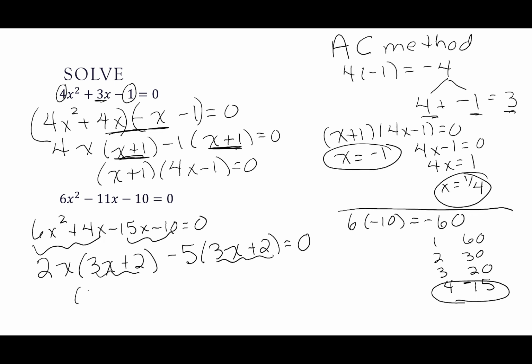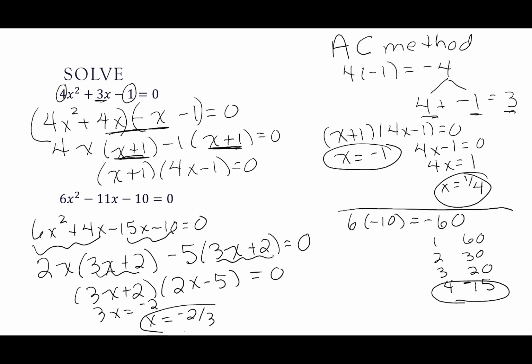So let's take that 3x plus 2 out. Then I have 2x minus 5. So let's shortcut it a little. This says 3x is -2. So x is -2 over 3. Sorry, this is so close to the bottom. Then I have 2x equals +5. X is 5 over 2. So there are my two solutions.